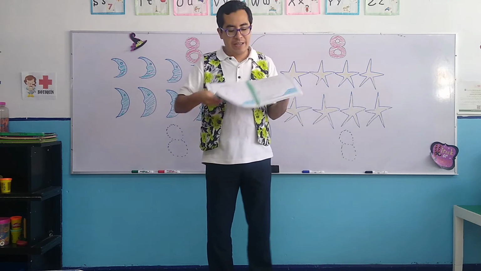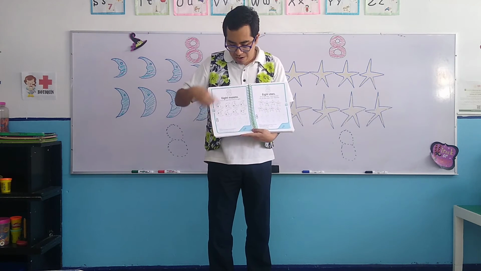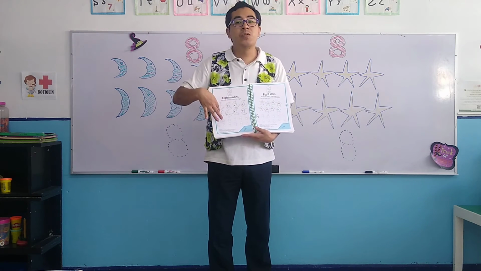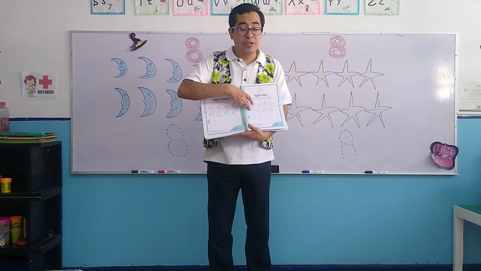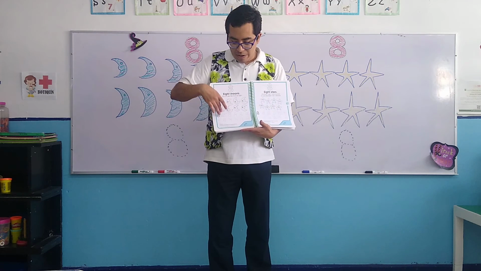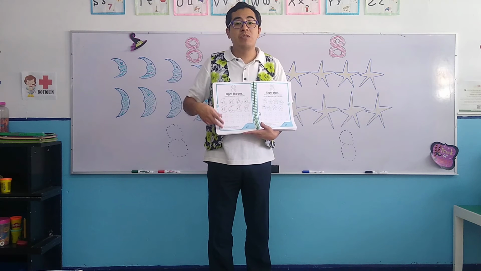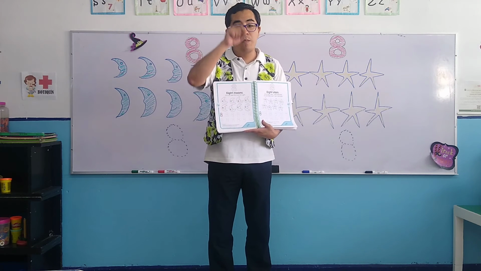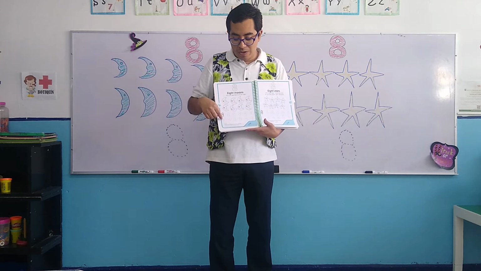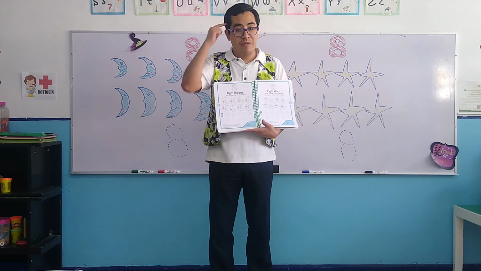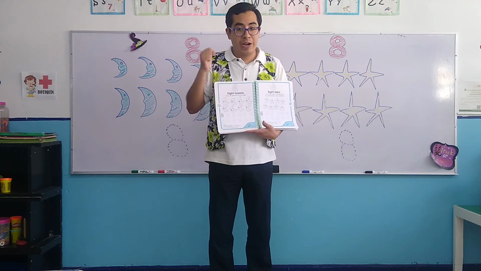Also, very important, these 2 activities, my children, appear in your teddy books, okay? They are right here, these 2 pages. Number 8 for the moons, number 8 for the stars, and under the objects, we have the important part of the activity, which is to trace all number 8, okay? So it's very important that this, you remember it, and you work correctly, okay?